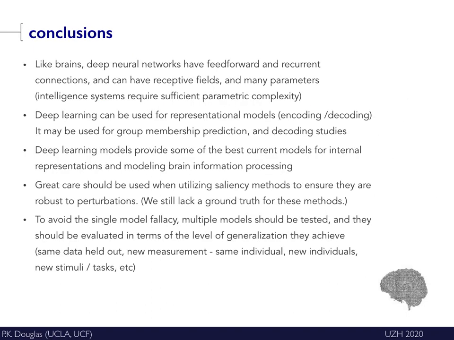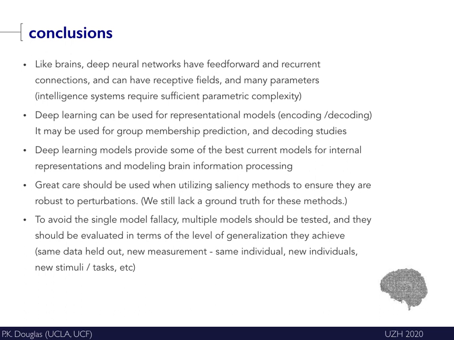So just to conclude, like brains, deep neural networks have feed-forward and recurrent connections and have receptive fields, and also many parameters, which is to be expected of intelligent systems. Deep learning can be used for representational models, such as encoding or decoding, and it can be used for group membership prediction. Great care should, of course, be used when interpreting these models in terms of their saliency methods and making sure that they're, in fact, robust to different perturbations.